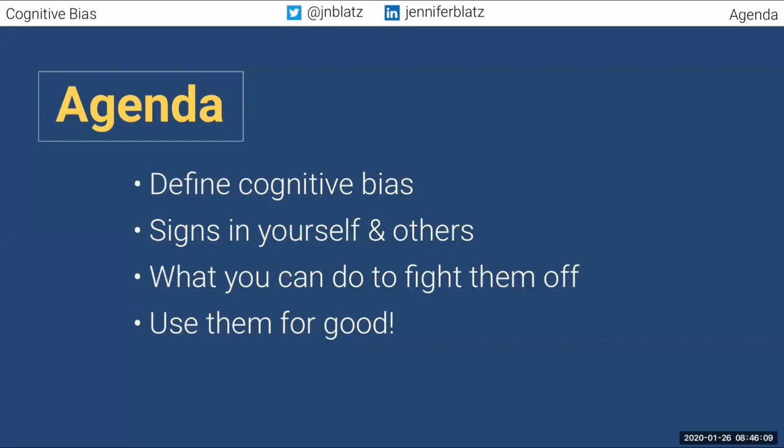So today I'm going to talk about a few things. First, I'm going to give you a high-level definition of what cognitive bias means. Then I'm going to talk about what to look for in yourself and in others to recognize what cognitive bias looks like. Then I'm going to talk about some ways that you can fight them off. And then finally, I'm going to talk about some ways that you can actually use cognitive biases to your advantage. Yes, you can even use them for good.